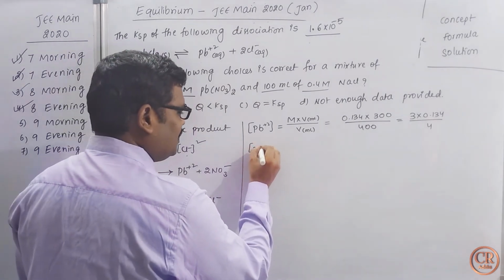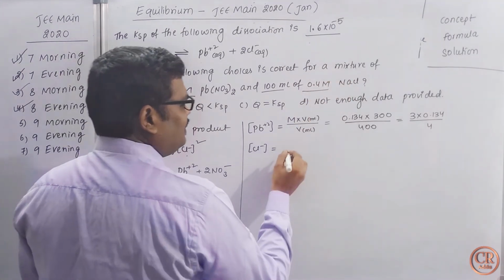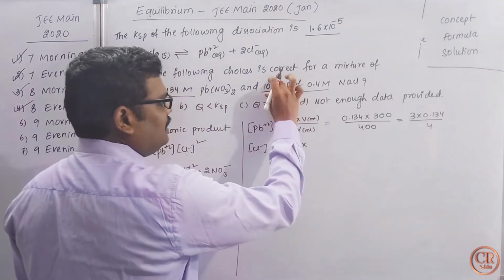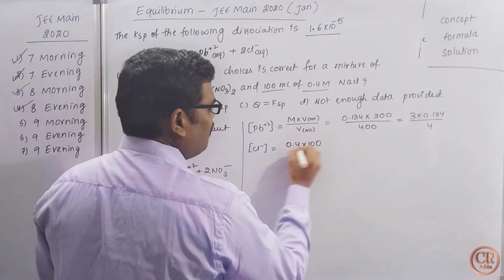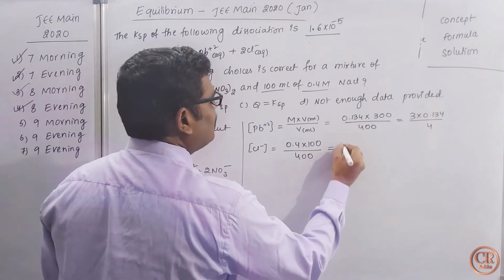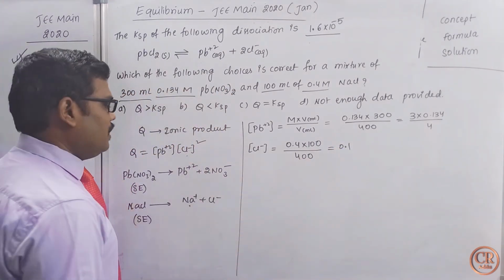Now the concentration of Cl minus ion is, what is the molarity of NaCl here? 0.4 into, what is the volume? 100. By what is the total volume? 400. Then this gives 0.1. Concentration of Cl minus is 0.1.